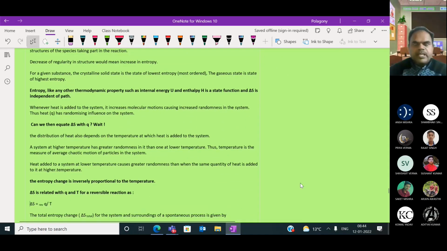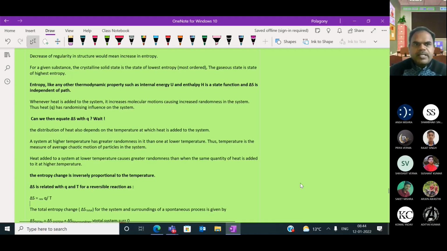Okay, now decreased regularity in the structure would mean increasing entropy, we can write. Now, entropy, like any other thermodynamic property such as internal energy or enthalpy change, is a state function. Entropy change also is independent of the path. It is a state function, we say.